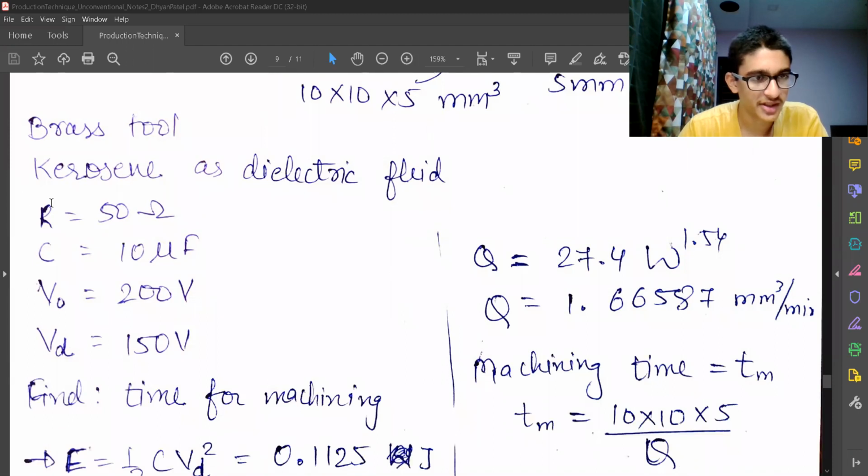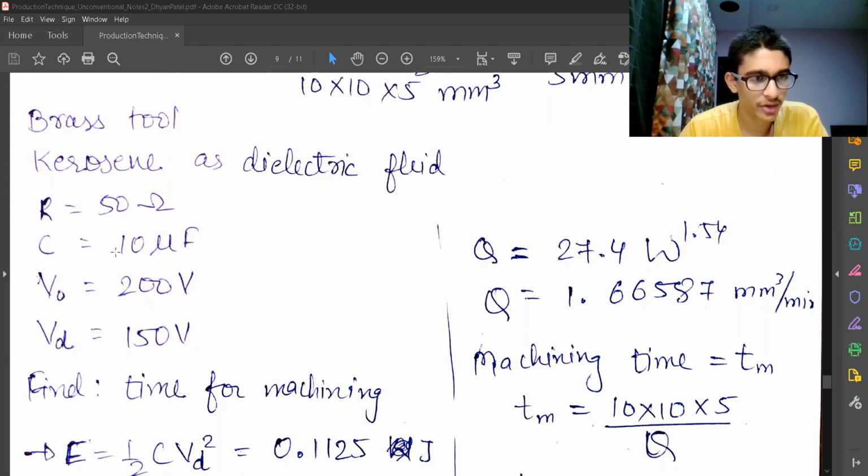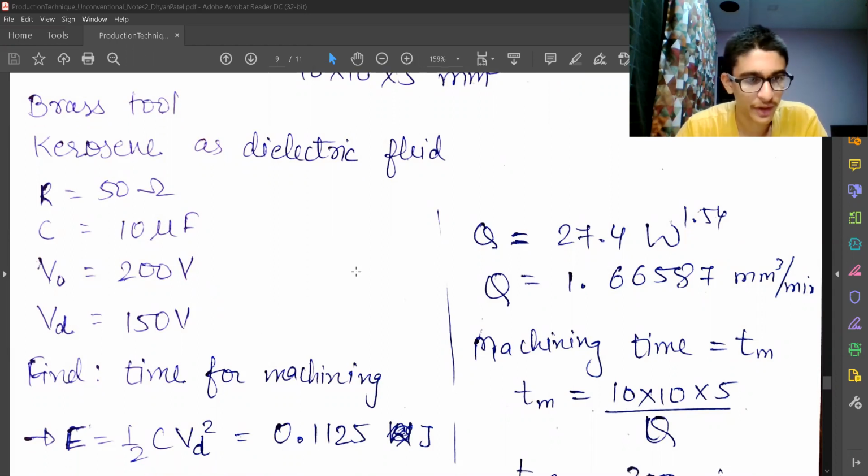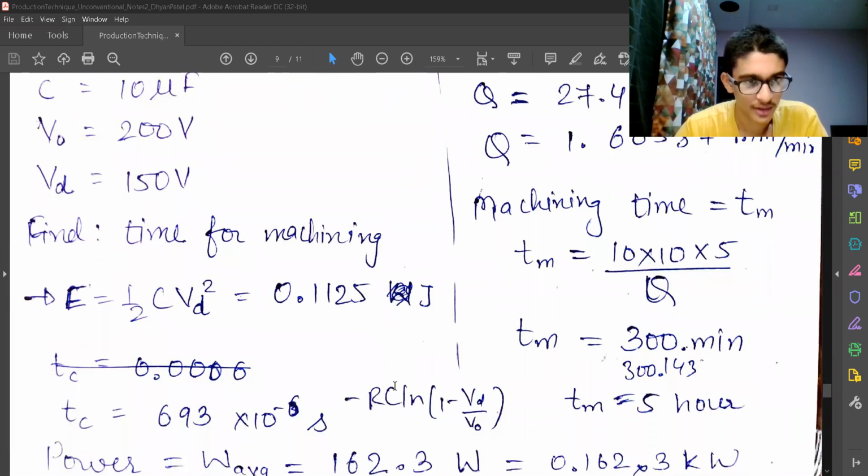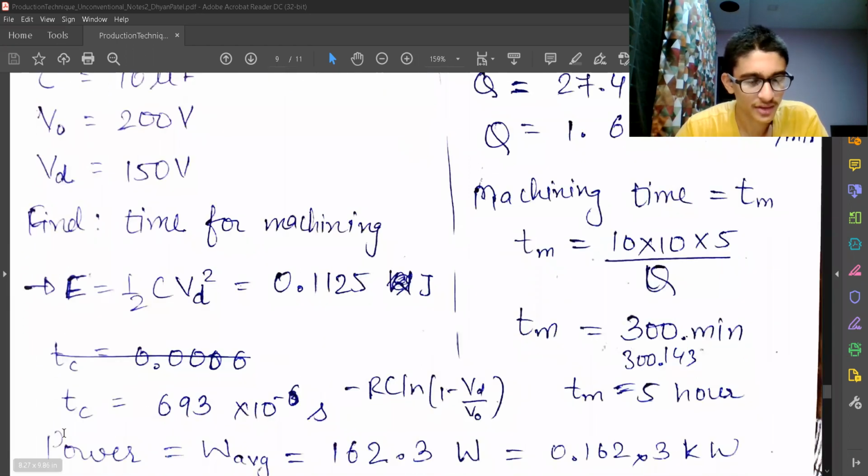The value of resistance is 50 ohm, capacitance is 10 microfarad, V naught, the supplied voltage, is 200 volt, and the discharge voltage of the capacitor is 150 volt, and we want to find the time for machining. So my energy will be half C into Vd square. I have calculated it as 0.1125 joules. My Tc, the time for charging, will be 693 milliseconds. I have used this formula: minus RC ln of 1 minus Vd upon V naught.